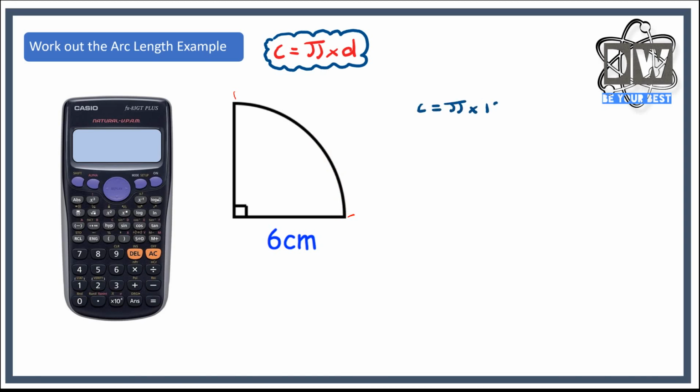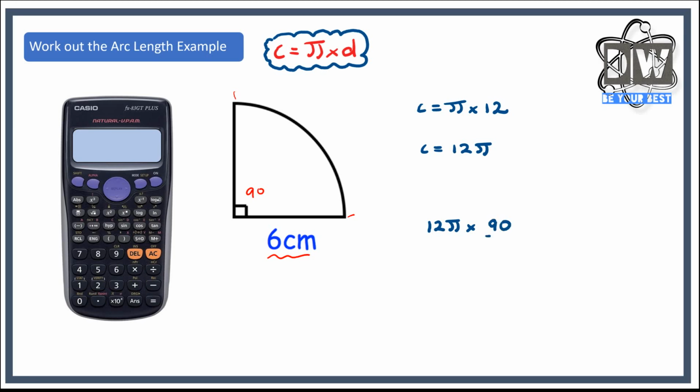Circumference equals pi times 12. 12 because it's double the radius. That's going to give us 12 pi. So we're going to take our 12 pi. That is the circumference of the whole circle, and we're going to find out 1/4 of it. So we're going to go 12 pi multiplied by not 1/4 but 90 degrees over 360, which again is 1/4.